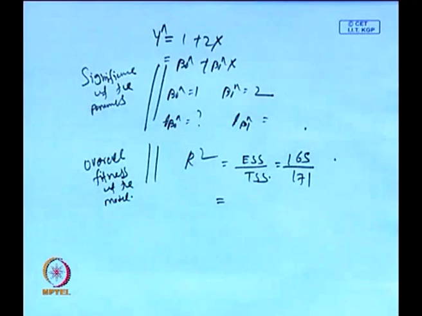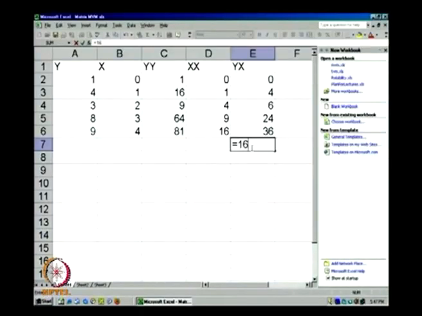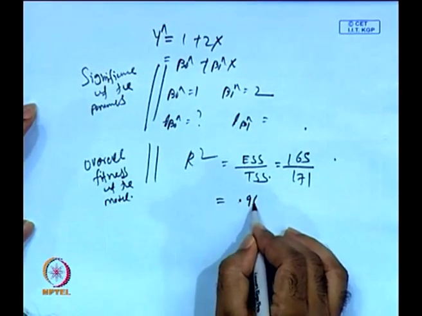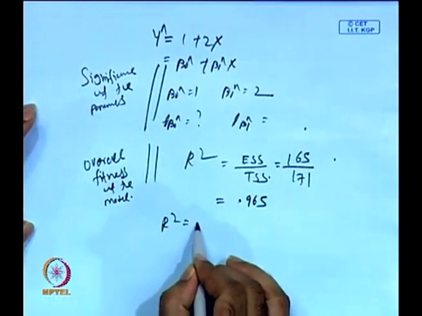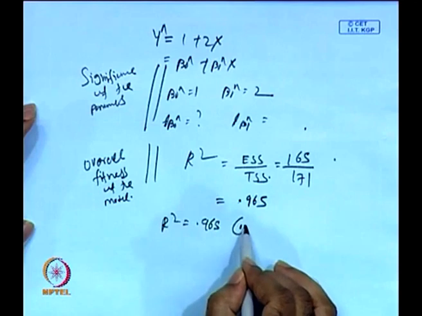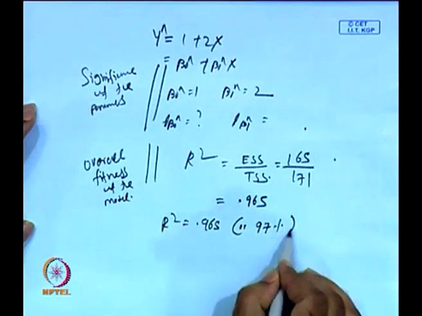The calculation will be like this: 165 divided by 171. So this will come to 0.965. So R square value is 0.965, or otherwise it is nothing but 97%. If it is 97%, the reliability of the model is very high, that means the overall fitness of the model is very high. Since it is very close to 1, this model can be used for forecasting or policy use.